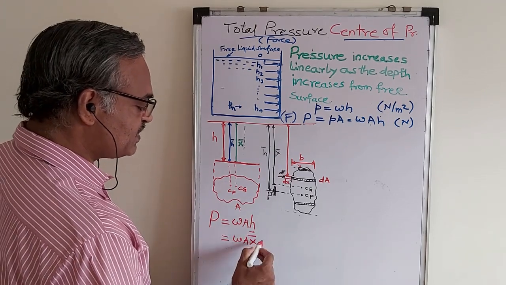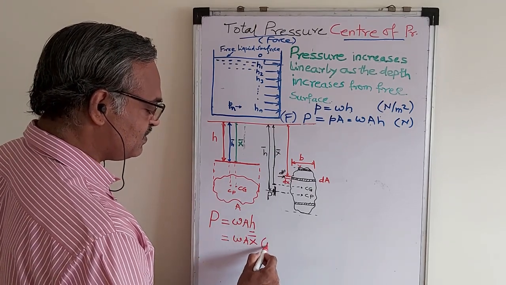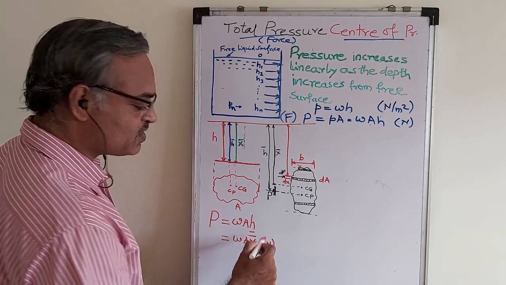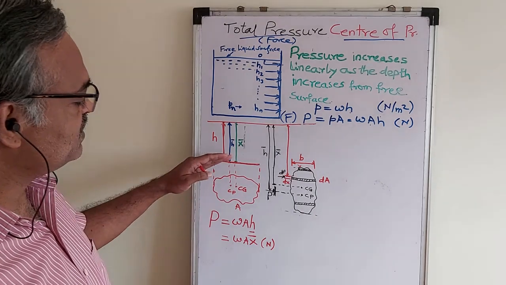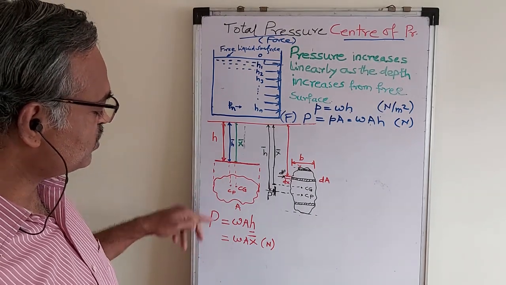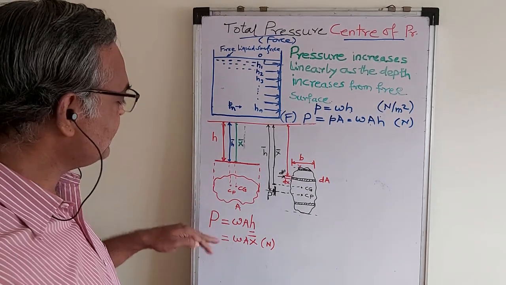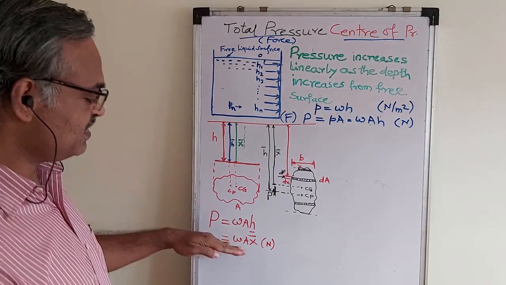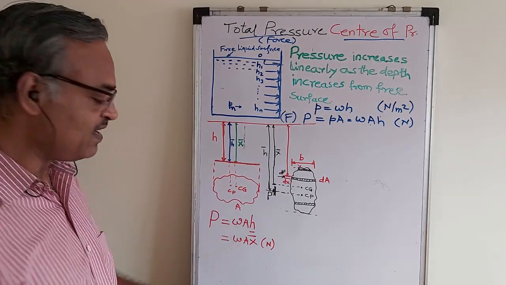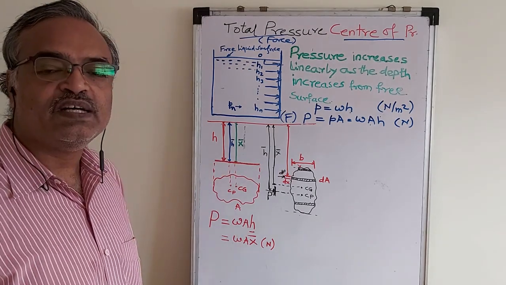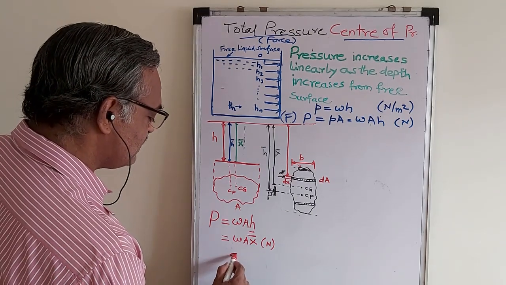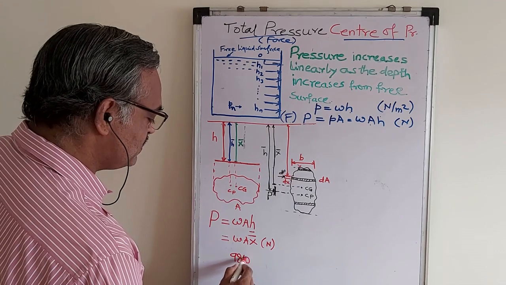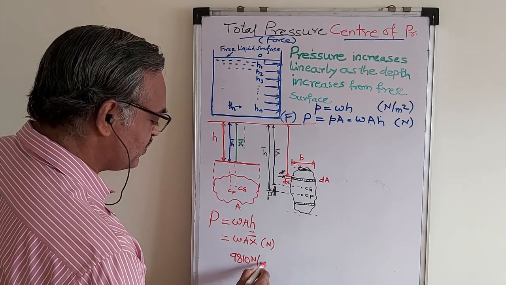And what is the unit of this total pressure? Don't forget, it is a force, so it will always be Newton. So this is a very simple case. The total pressure, that is force acting on a horizontal body, is nothing but W A x bar, where W is the specific weight of that liquid. If it is water, then 9810 Newton per meter cube.